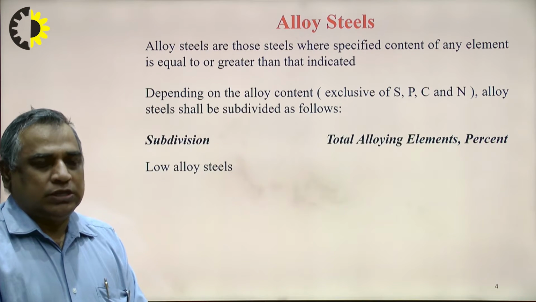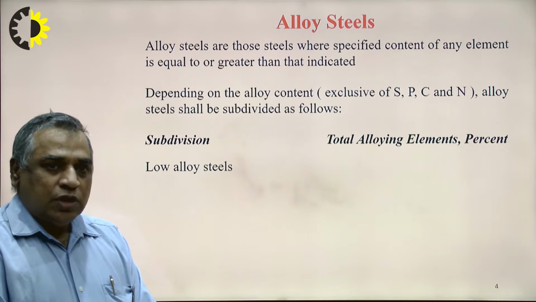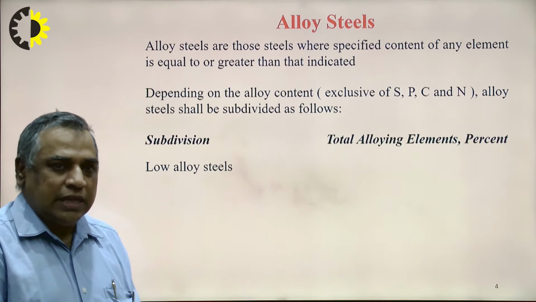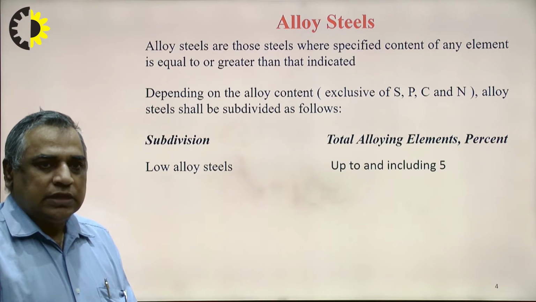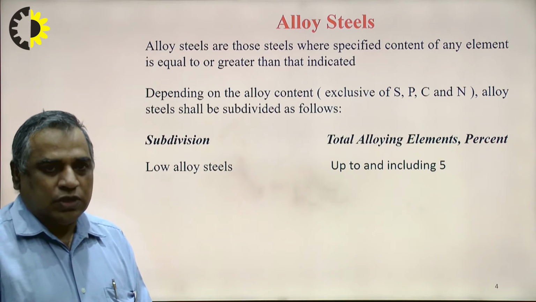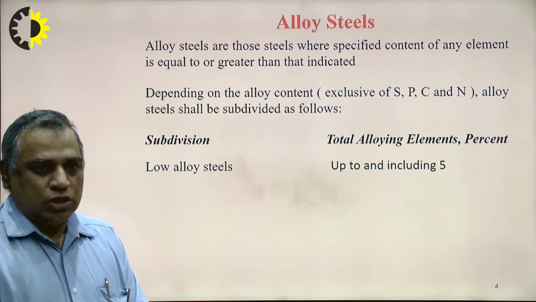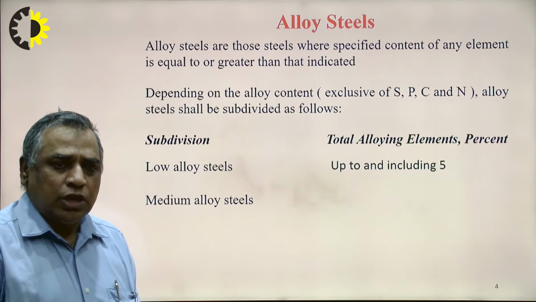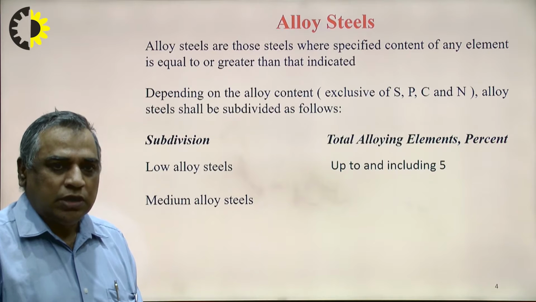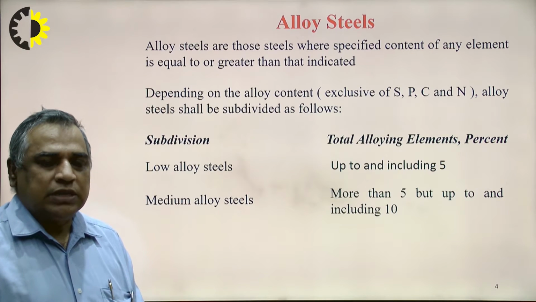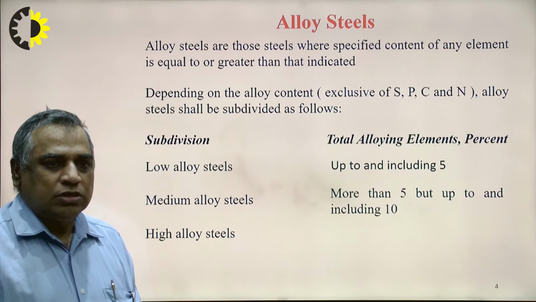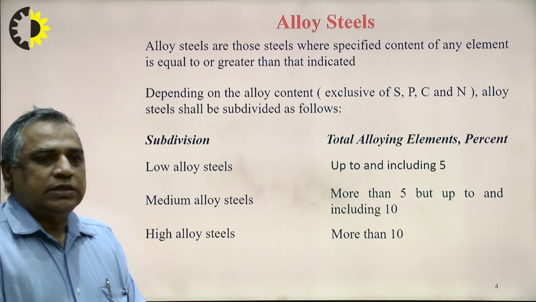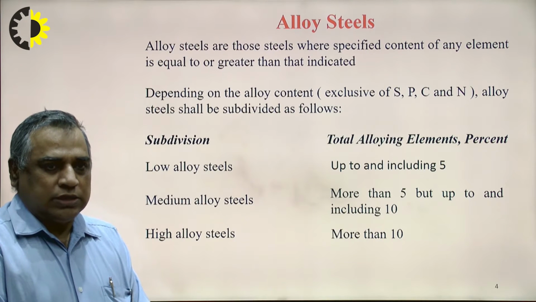This is low alloy steel. What is low alloy steel? If we sum up the total average percentage of all the elements, and it is up to and including 5%, that is called low alloy steel. If this sum of the alloying elements lies between 5 to 10%, then it is called medium alloy steel. High alloy steel, if this sum is more than 10% in total, then it is called high alloy steel.